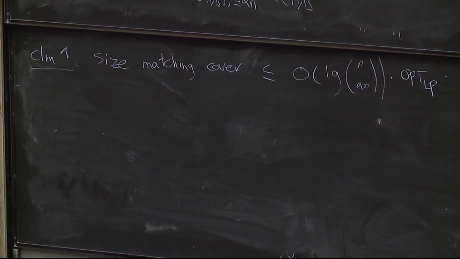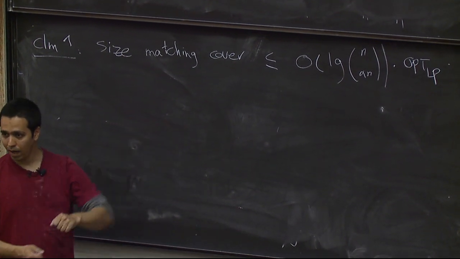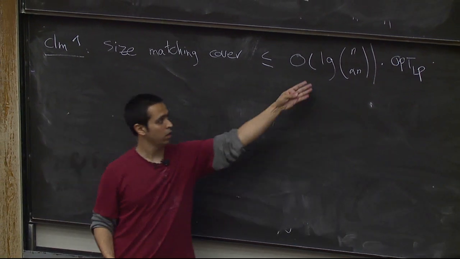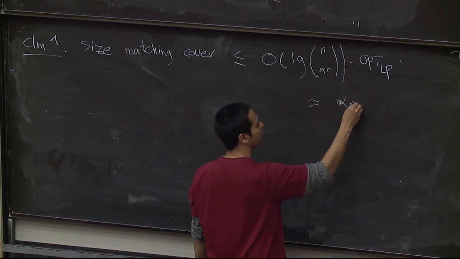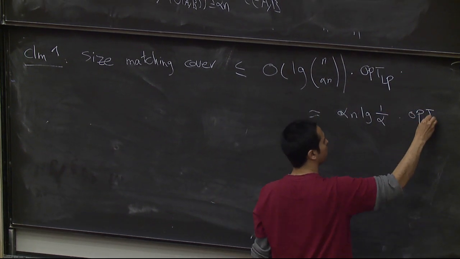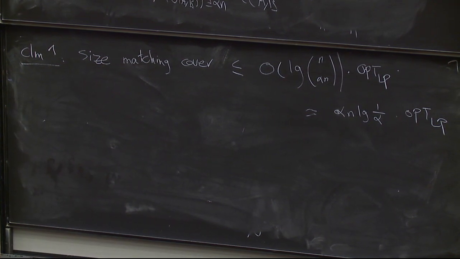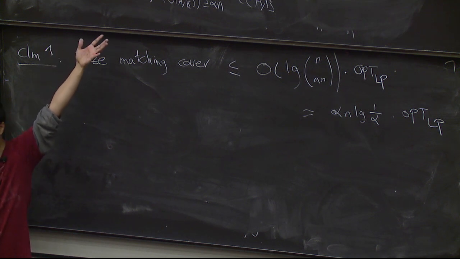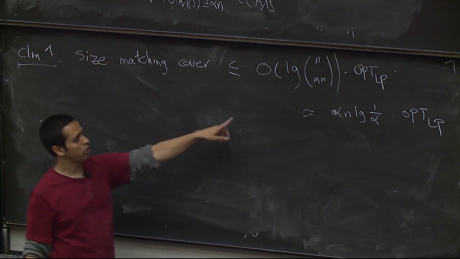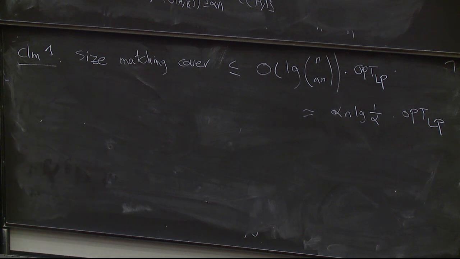Do you agree with this? So I solve my linear program, and I sample each of the edges with probability of x_e times this quantity. And this quantity is roughly alpha n log 1 over alpha times opt of LP. Good. So this is one side of this thing. So my matching cover, I can bound it. Because this was a fractional solution, I can bound an actual matching cover by this quantity. Good? Does anyone see where I'm going with this?